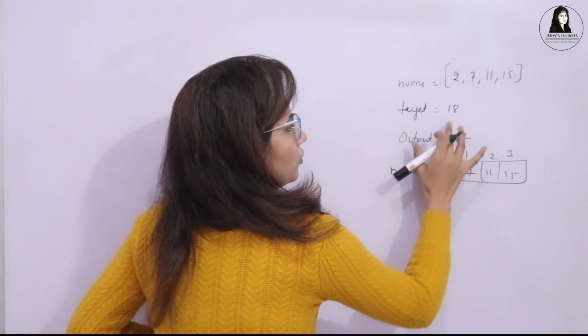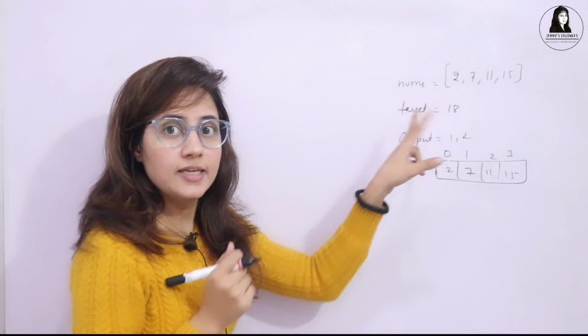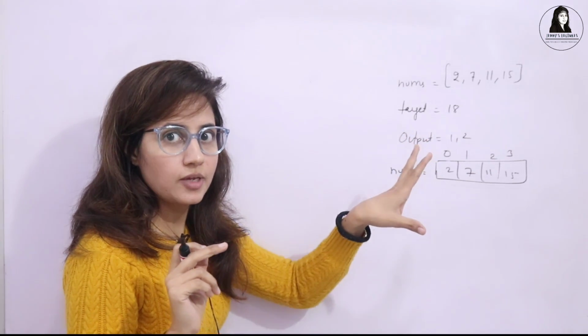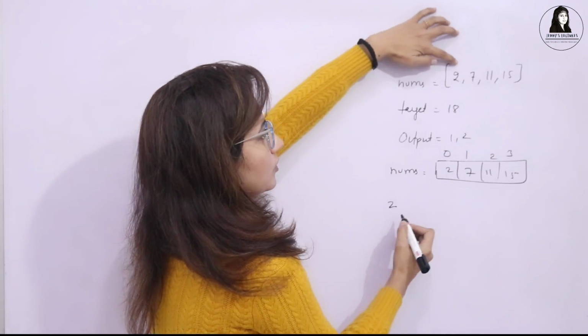See how we can do this. Suppose the target is 18, so you have to find, and there is exactly one solution, that we know for sure, right? So first take 2.